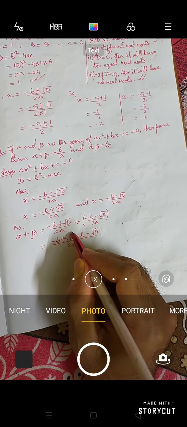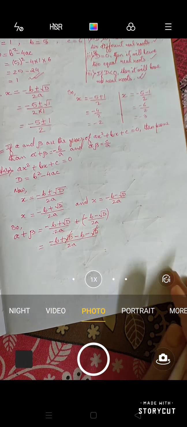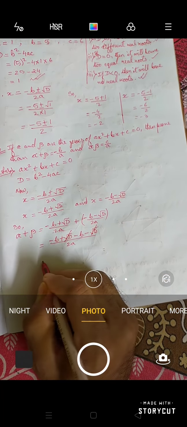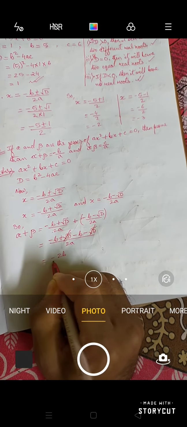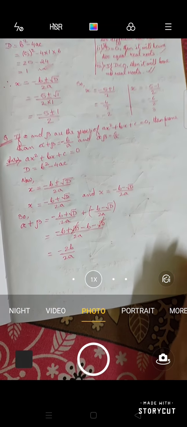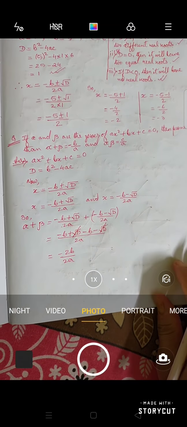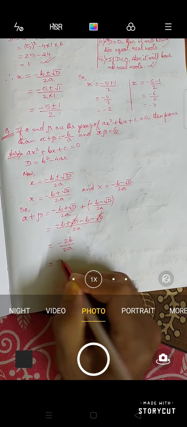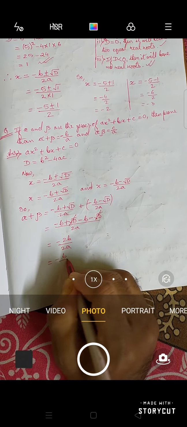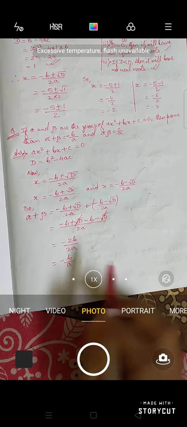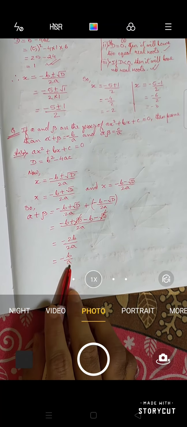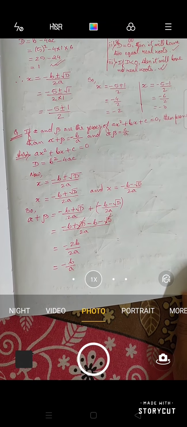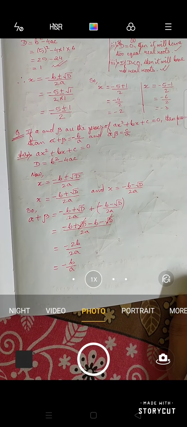Now you can see this is plus root D, this is minus root D, cancel. Now we are having minus 2b by 2a. Any problem? Now this 2 will be cancelled. Now we will be having minus b by a. So that is alpha plus beta is minus b by a. This way we got alpha plus beta. Is it clear?